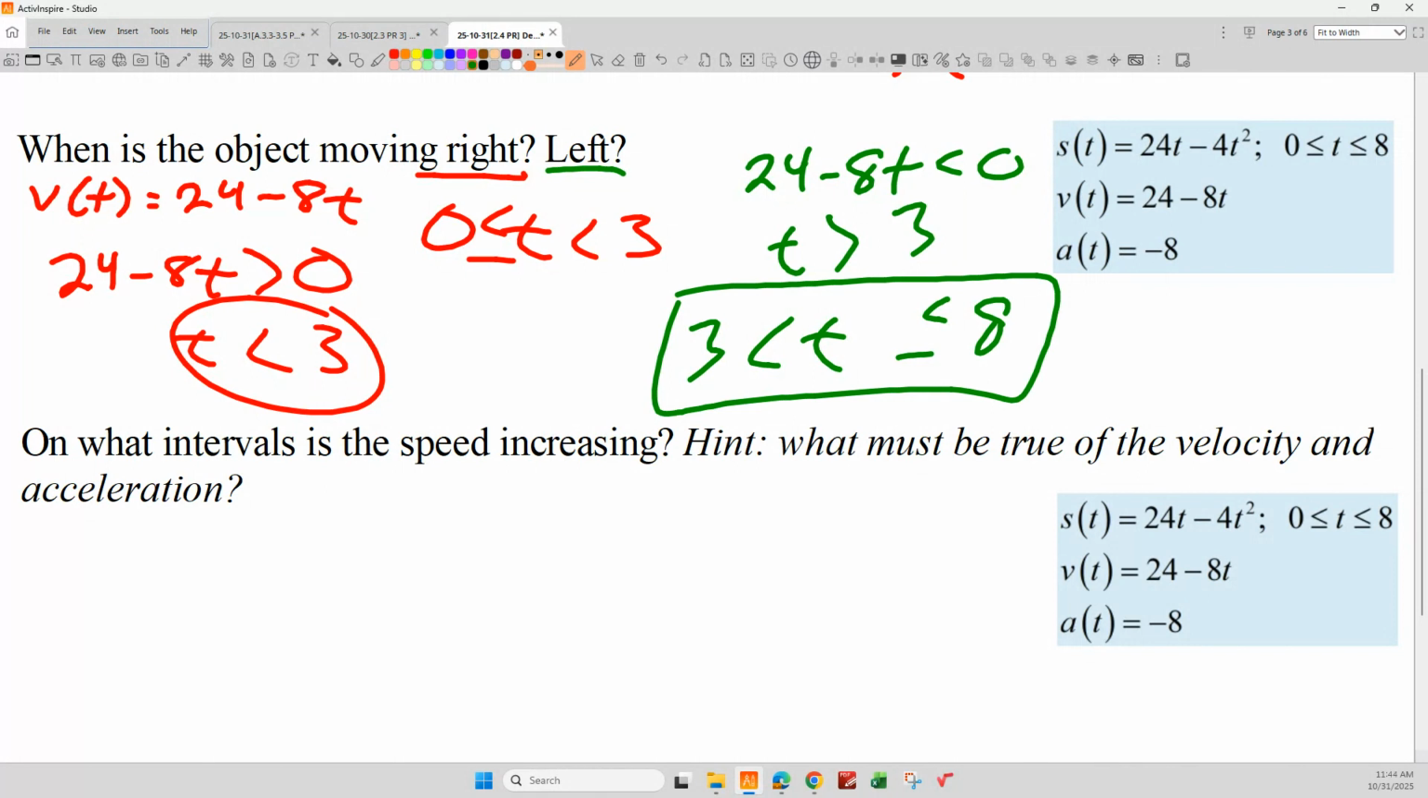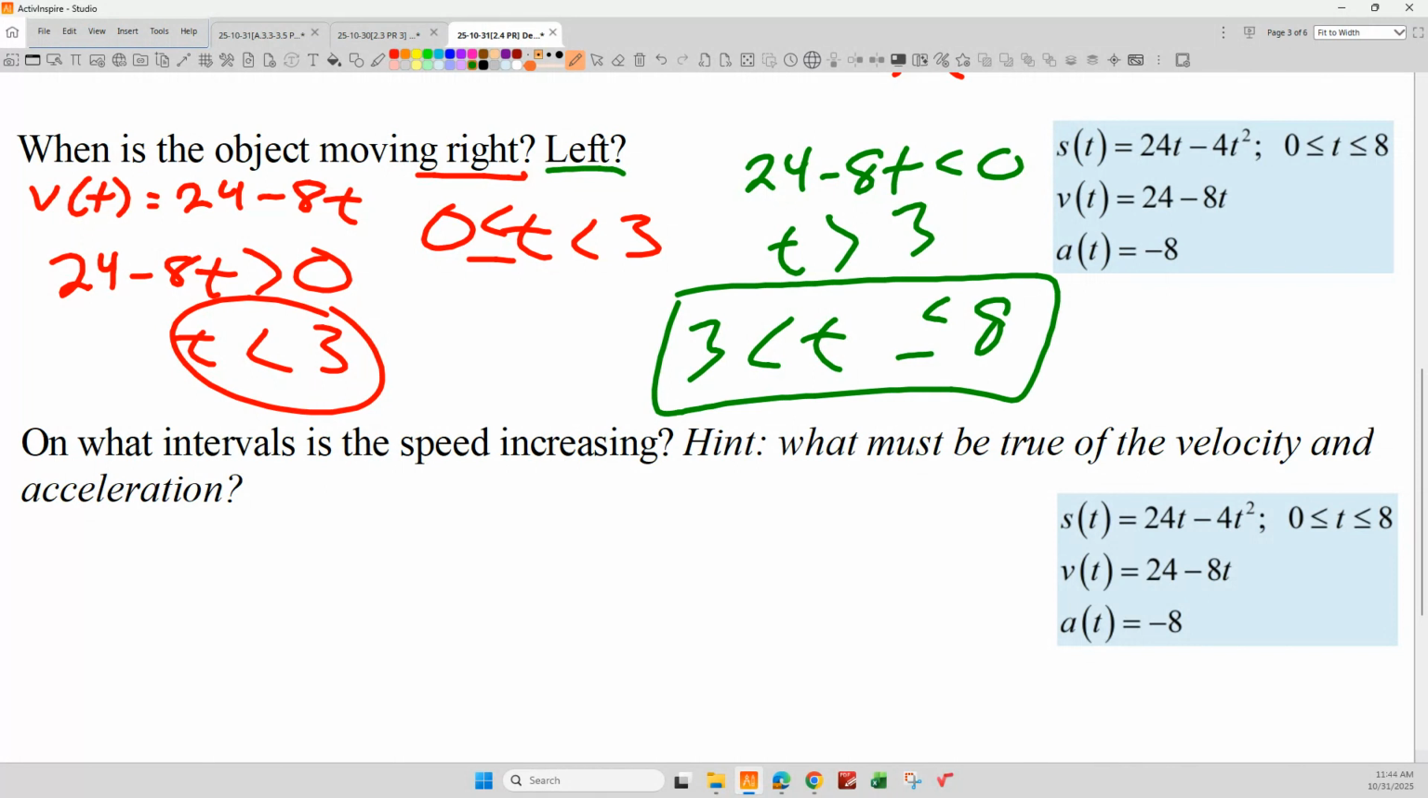On what intervals is the speed increasing? How come? Well, when you say it's speeding up, it's going the other direction, and it's a vector quantity, so it's negative. Okay, is speed a vector quantity? Velocity is a vector quantity. Is speed a vector quantity? No, speed's a scalar. Speed is the magnitude of velocity, right?